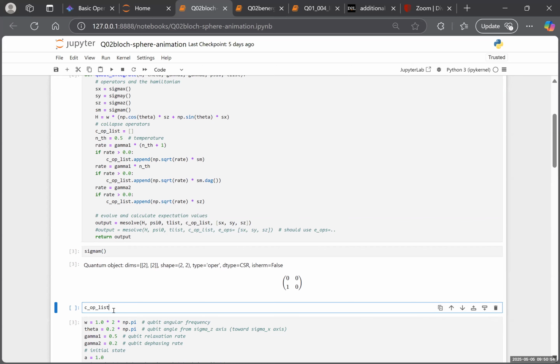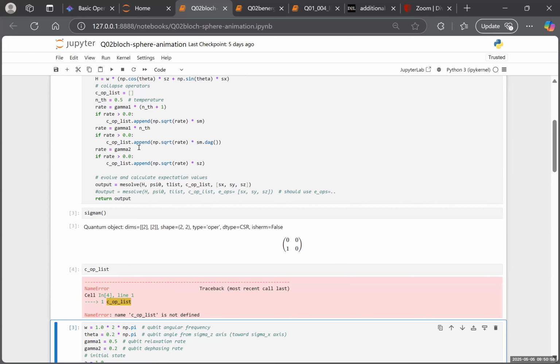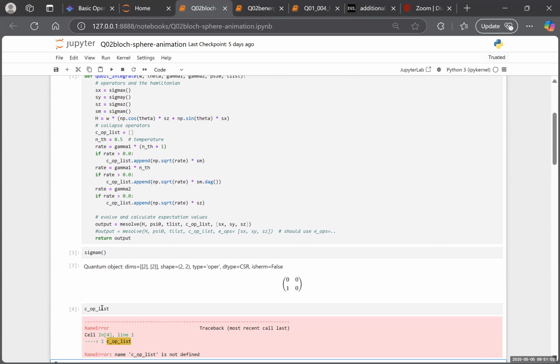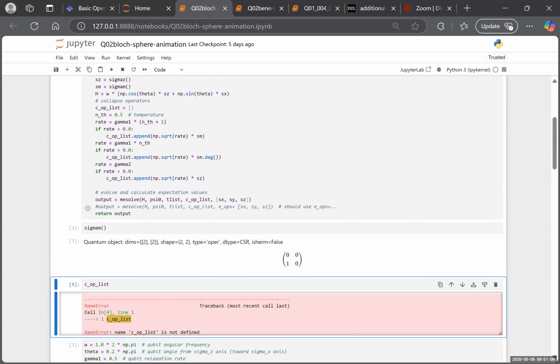This is the jump operator, set of jump. C, did I? Oh, this you have not defined. Sorry. This is only defined inside the function, so I cannot retrieve that. Okay, let me delete this.